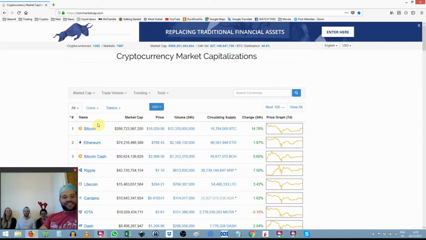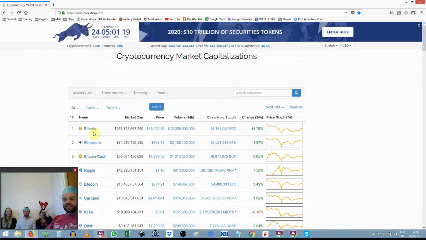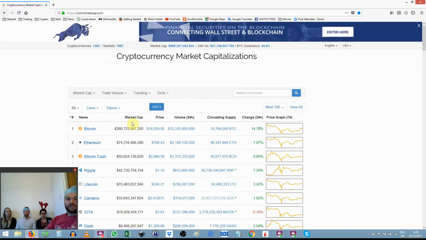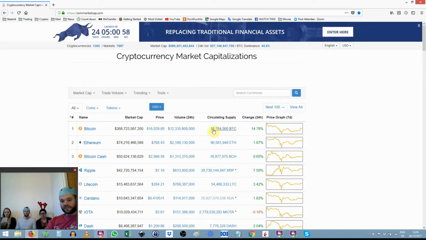So we've got Bitcoin here, which is the top one. So let's just do that for an example to start off with. The market cap means the value of the currency. So how many dollars the price is times the number of coins. It is the value of the coin. So it's currently valued at $270 billion, which is crazy. That's the price times the number of coins, which is 16 million times 16,000, which is 270 billion.